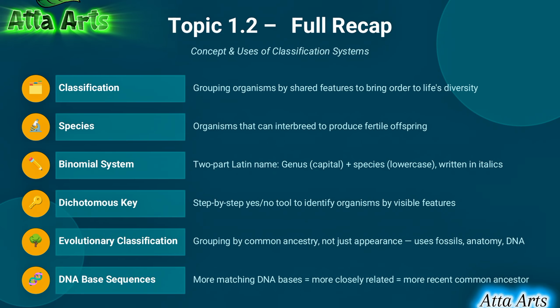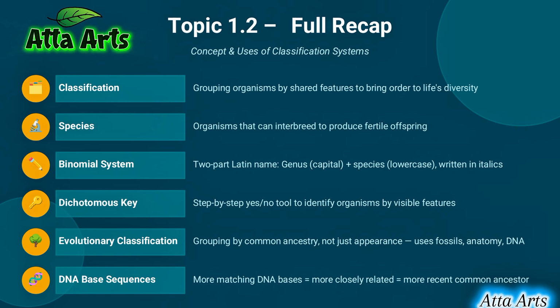Let us do a quick recap of everything we covered in topic 1.2. Classification means grouping organisms by shared features to bring order to life's diversity. Species: organisms that interbreed to produce fertile offspring. Fertility is the key. Binomial system: a two-part Latin name. Genus starts with a capital letter. Species is lowercase, always in italics.